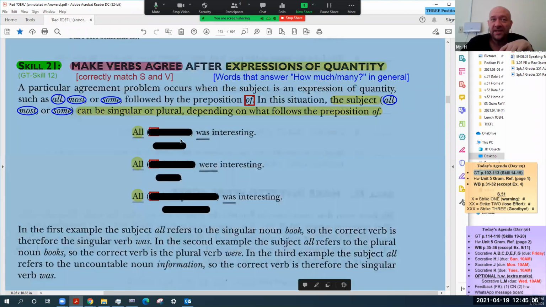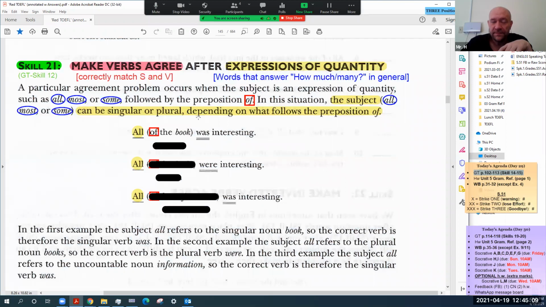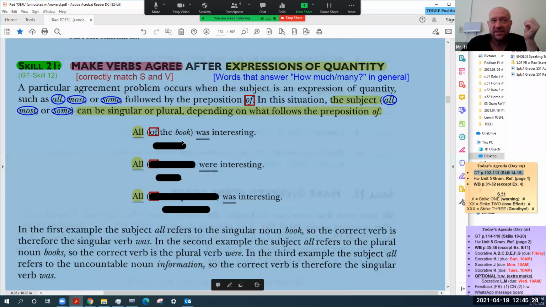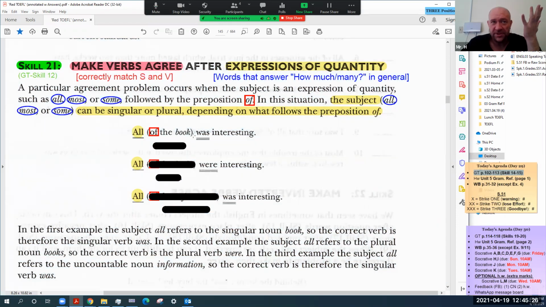The reason is here. Khalid, can you say this? All of the book was interesting. Yeah. And is this verb singular? Is it plural? Singular. And why? Because book is singular. That's right. Okay. How about this one? All were interesting. All of the books were interesting. What is this verb?